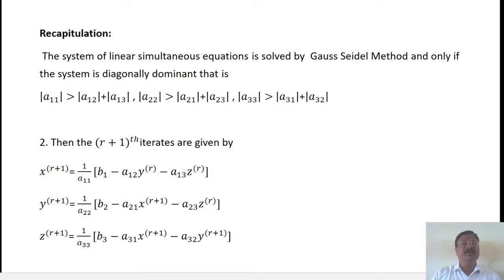Now the iteration formula is x raised to r plus 1 is equal to 1 upon a11 times b1 minus a12 y raised to r minus a13 z raised to r. Similarly, y raised to r plus 1 is equal to 1 upon a22 times b2 minus a21 x raised to r plus 1 minus a23 z raised to r, and z raised to r plus 1 is equal to 1 upon a33 times b3 minus a31 x raised to r plus 1 minus a32 y raised to r plus 1.